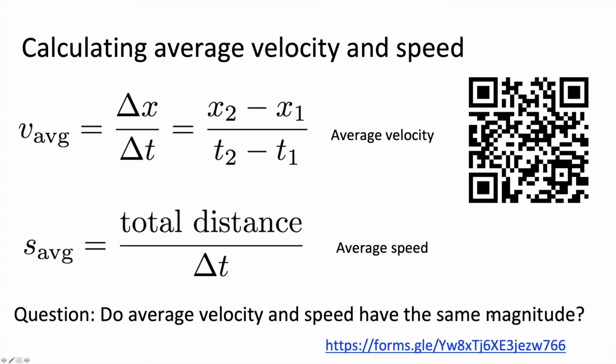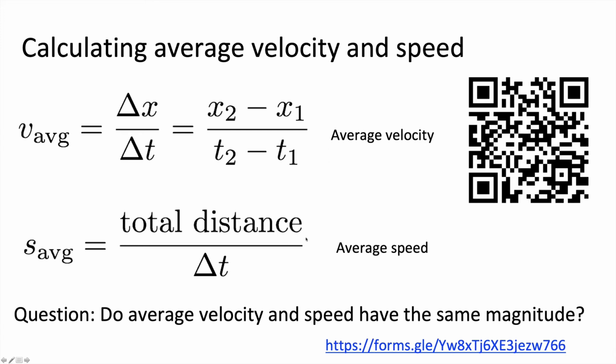Okay, so we've seen how to add vectors now, and we've seen what displacement and distance are. So now what we're going to look at is how to calculate the average velocity and speed. So the average velocity is given by the equation, which is change in x, which is our displacement, divided by the change in time. So this is the final position minus the initial position divided by the final time minus the initial time.